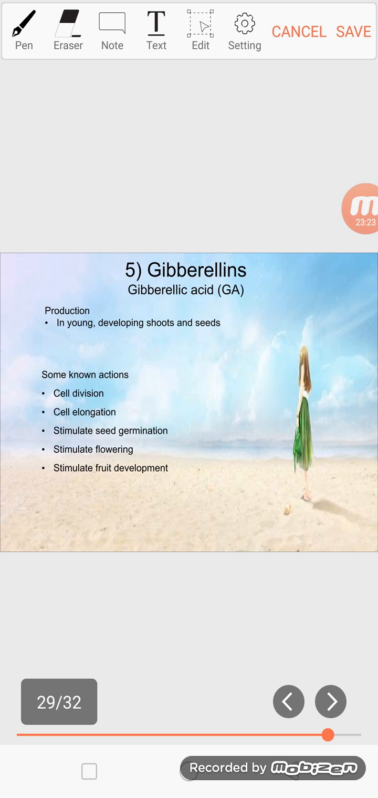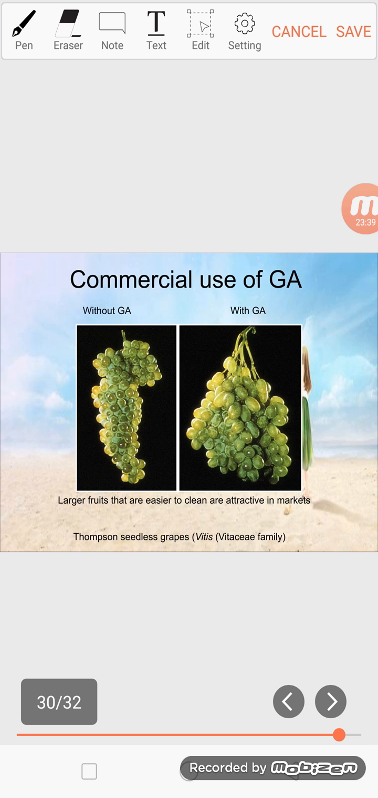And the last one, the plant hormone that we're going to learn is the gibberellins ataupun GA, also known as the gibberellic acid. So this GA ataupun gibberellins ni production dia mainly in the developing shoots and also the seeds. Okay, so for example dekat anggur ni lah.